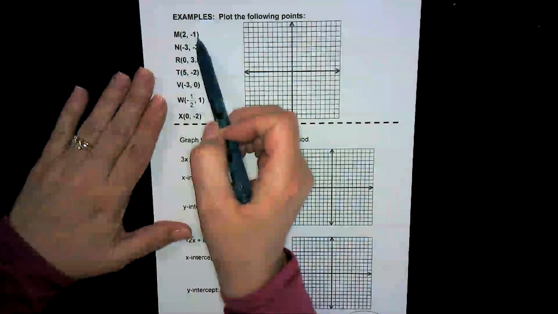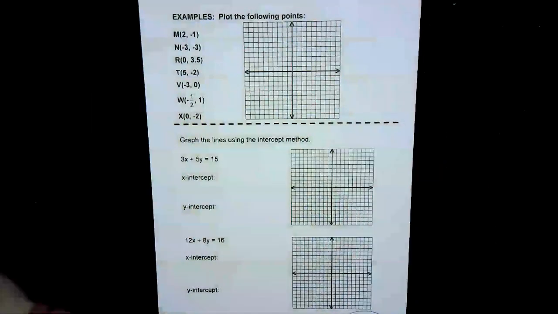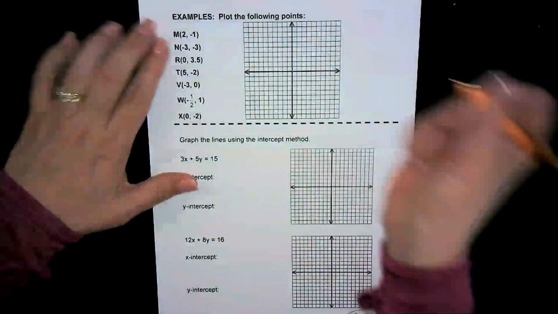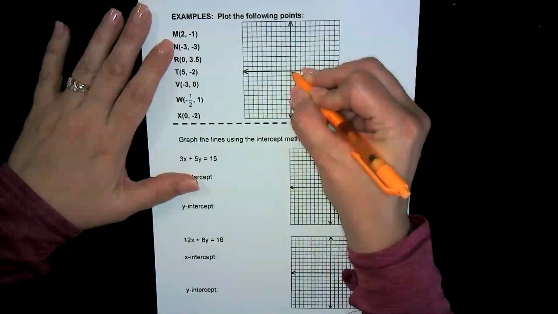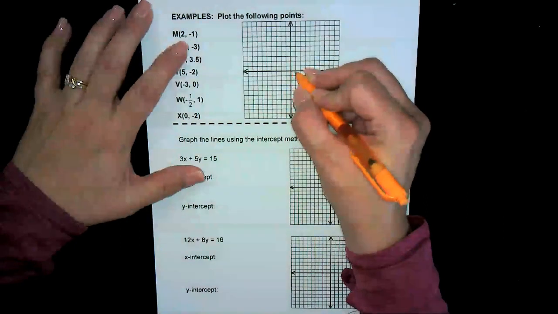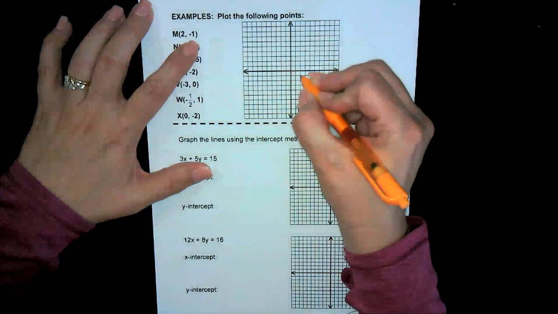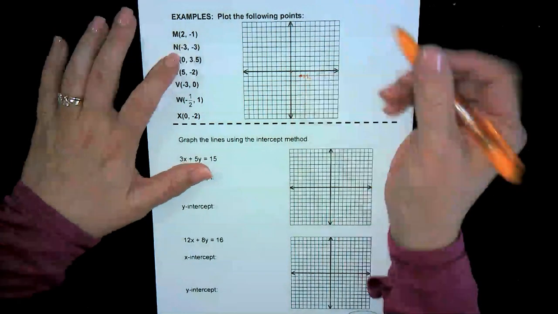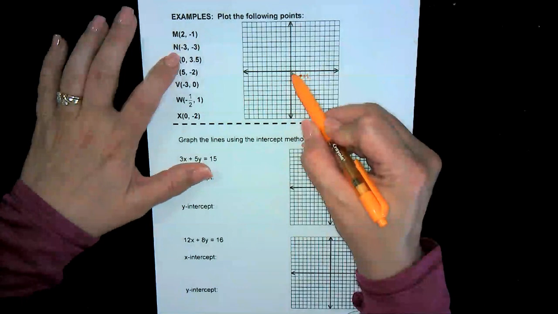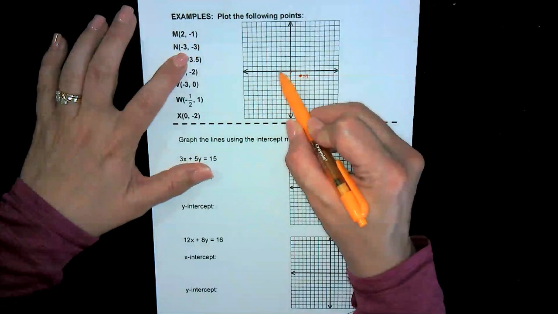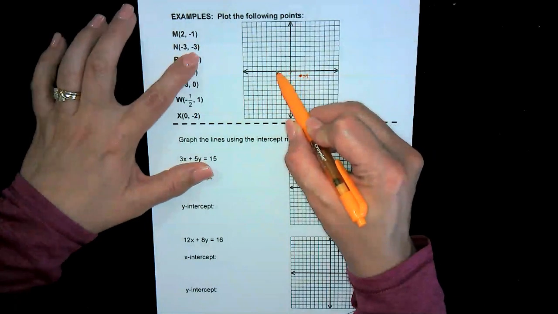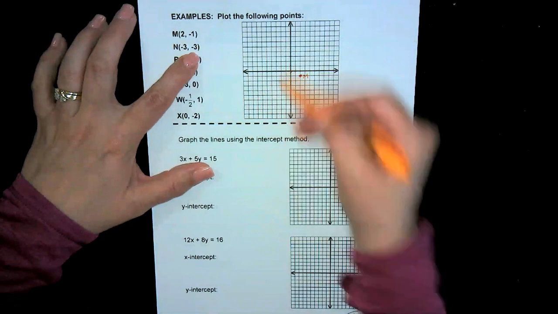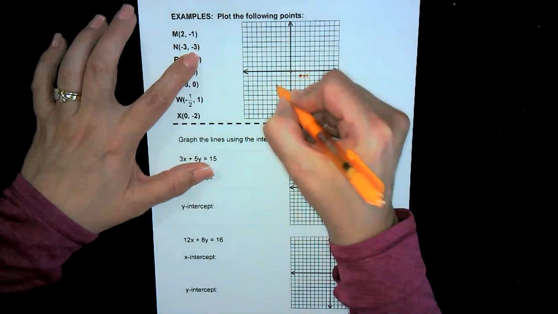I'm going to give the coordinates and we're going to plot the points here. So let's start from the origin here. Plus 2 means to go right 2 and down 1. So this would be point M. Let's do N. From the origin, we go left 3, 1, 2, 3, and down 3, 1, 2, 3. And that gives me N.